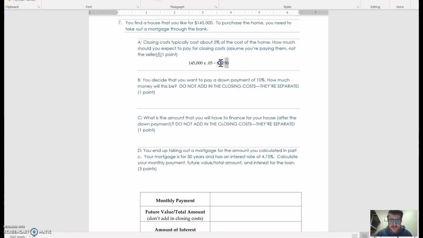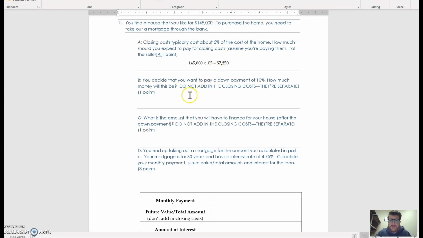So that's extra. That's just extra money that you need to buy this house. You need that up front as well. So keep that in mind when you're thinking about how much you could put down for a down payment. Keep in mind how much you're going to have to pay up front for closing costs.